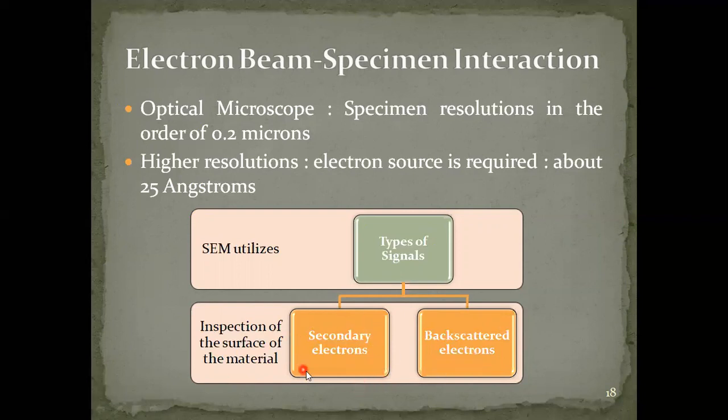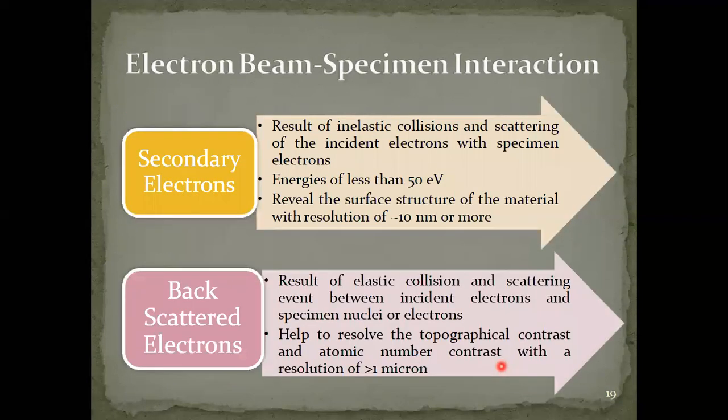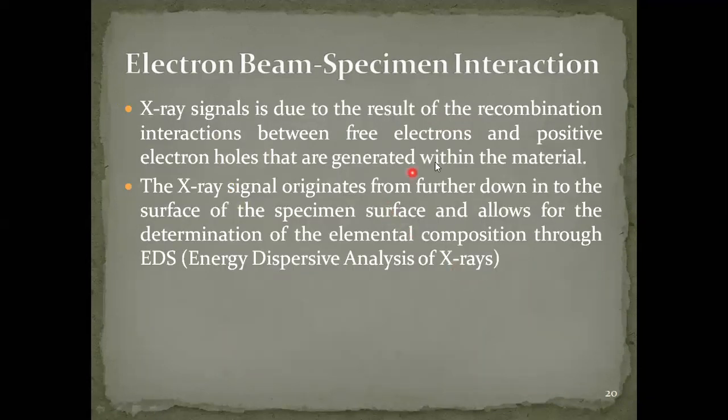The first one gives the surface structure of the material in the range of below 10 micrometers, while backscattered electrons give information from greater than 1 micron. So both of them give information, but in different energy ranges. This is what we have discussed: in elastic collision, secondary electron, backscattered electron, electron collision, elastic collision.